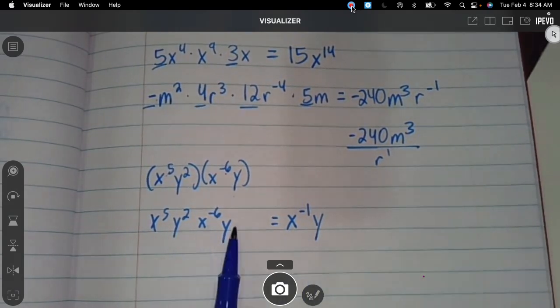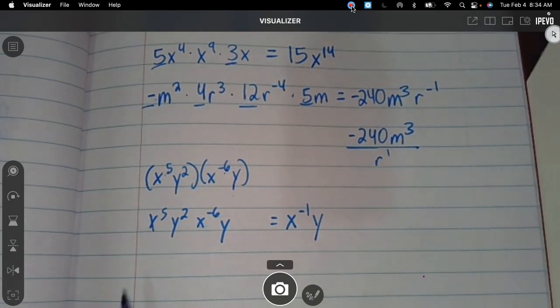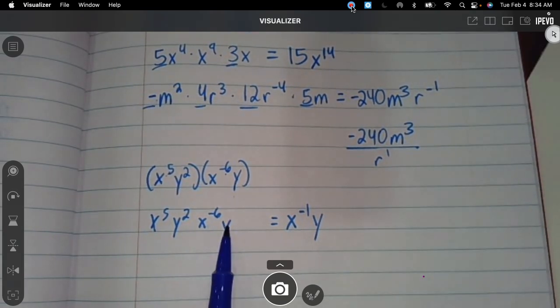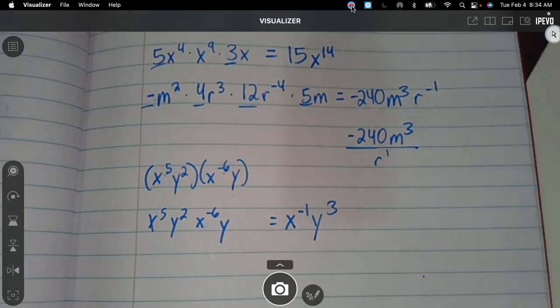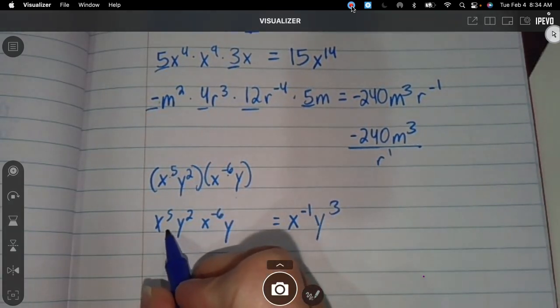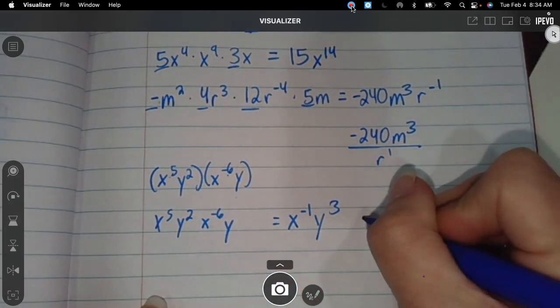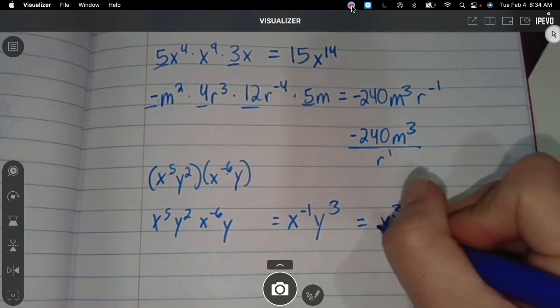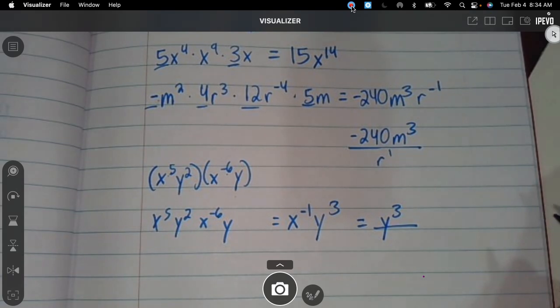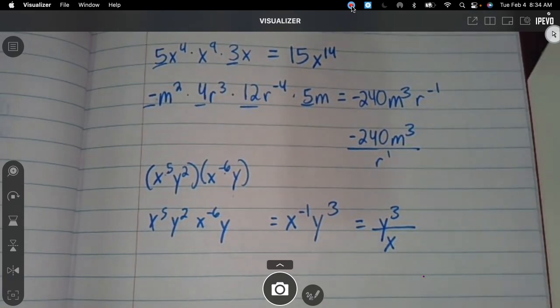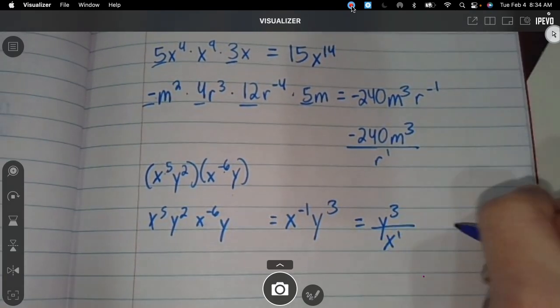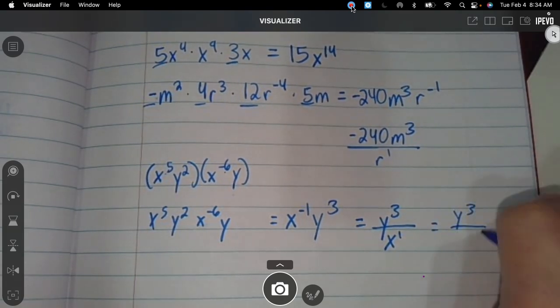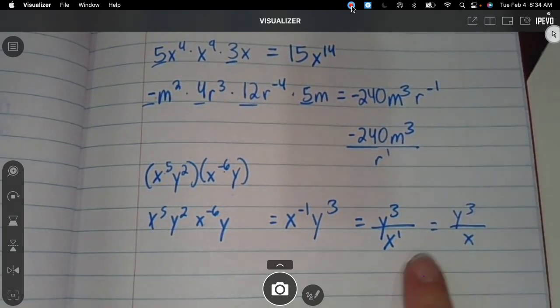Now how many y's are there? 2, and another one means 3. There's really 3. If I wrote them all out, there would be 2 and 1, which makes 3. So I'm not quite done. My y is okay, so I'm going to leave it up here. What happens to the x? Move it to the bottom. Okay? You can put x to the 1. This is how I would write my answer. I wouldn't put x to the 1, but that's the same thing. Okay? How do we feel? Good. We can handle this?